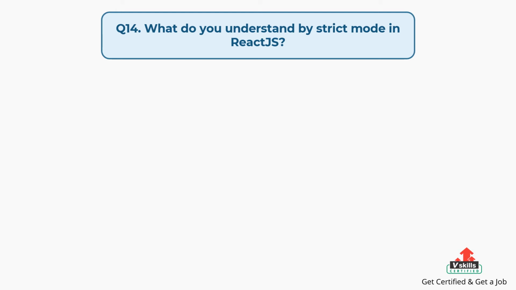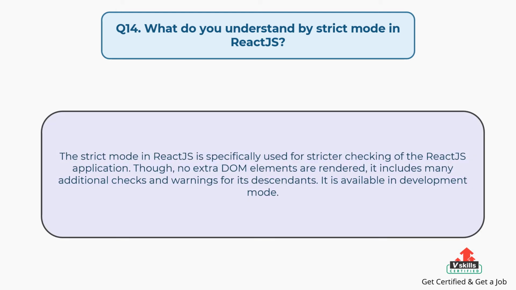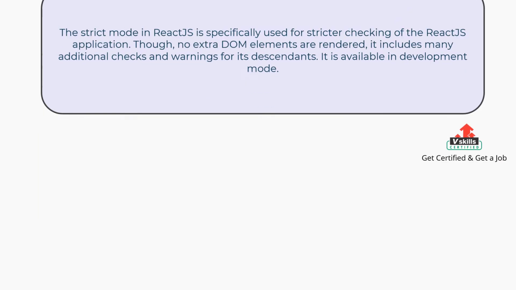Question number 14. What do you understand by strict mode in ReactJS? The answer is, the strict mode in ReactJS is specifically used for stricter checking of the ReactJS application. Though no extra DOM elements are rendered, it includes many additional checks and warnings for its descendants. It is available in development mode.